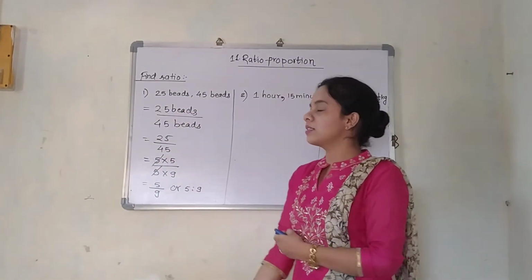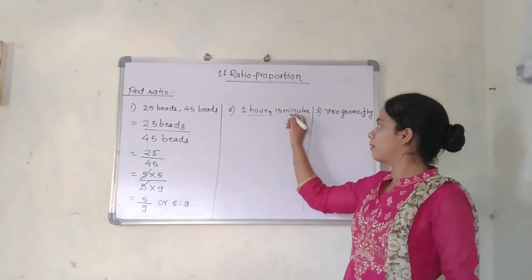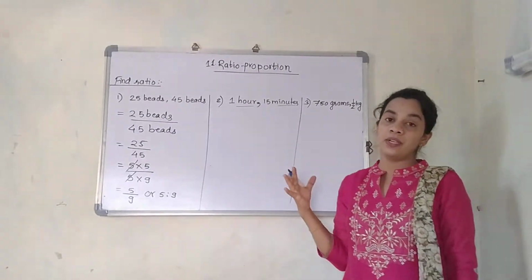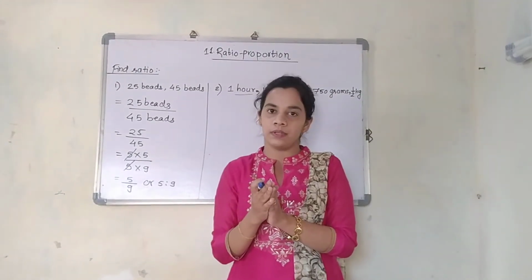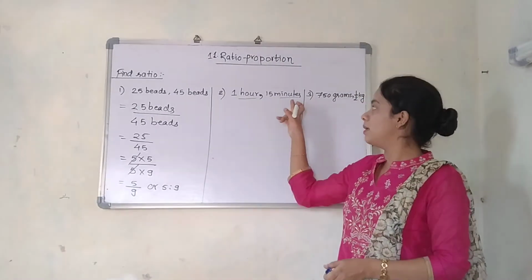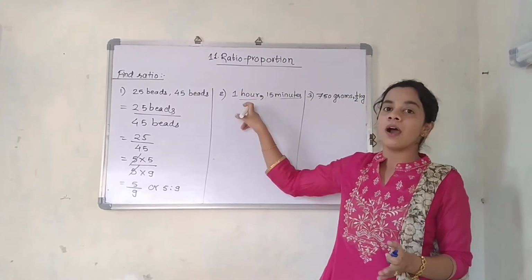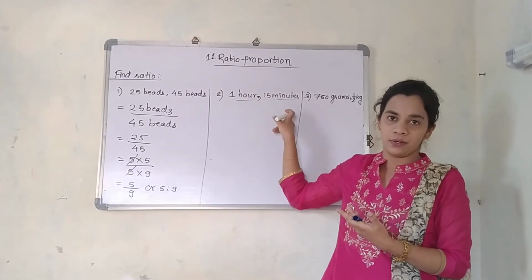Fine. Now the next part is 1 hour and 15 minutes. Now focus on the units at the back. 1 hour and 15 minutes. One is in hours and one is in minutes. I cannot do a direct comparison of them, or I cannot find the direct ratio. Either I should convert these minutes into hours or this hour into minutes. Better I will convert this hour into minutes.